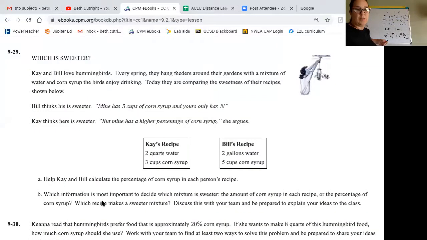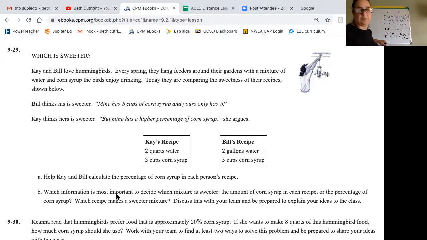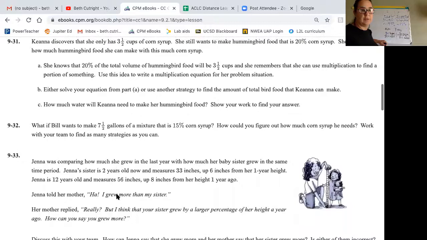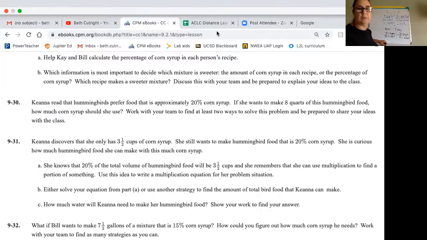what information is important to decide which mixture is sweeter, the amount of corn syrup or the percentage? So it's the percentage. And yeah, we already answered that pretty much. So let's look at 30 and 31, and then I think that's all we need to do.